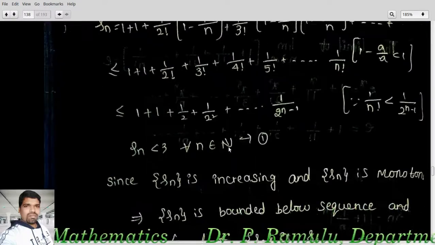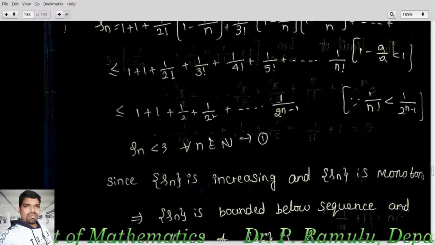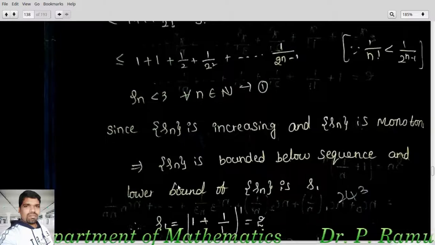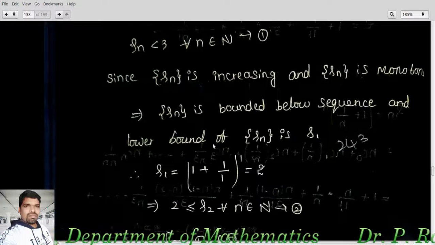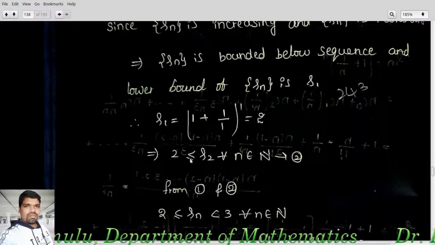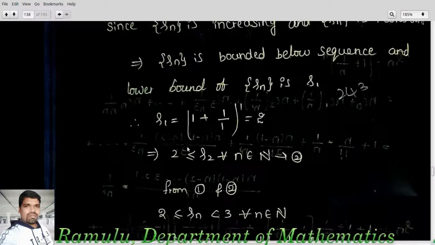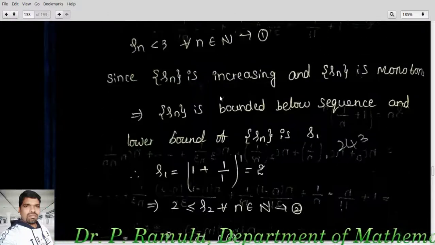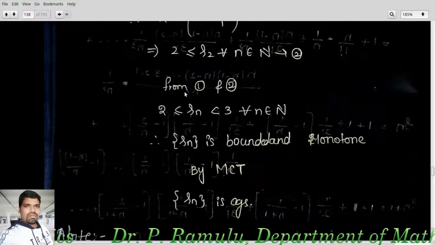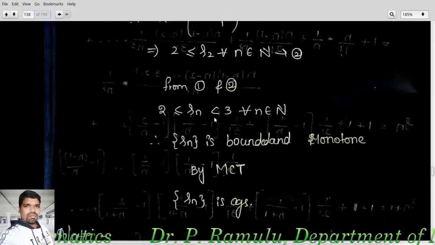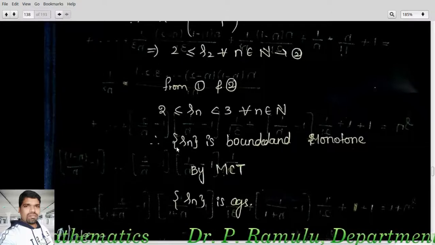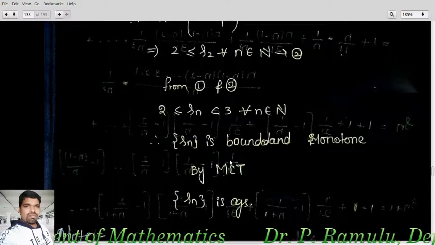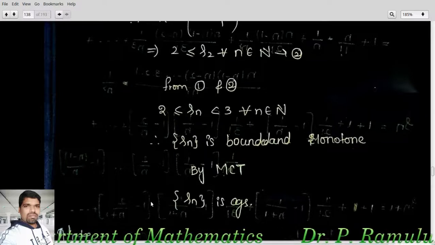That means Sn is less than 3 for all n belonging to N. Since Sn is increasing and monotone, it is bounded below, and the lower bound of Sn is S1, which is 2. So 2 is less than or equal to Sn for all n. From 1 and 2, 2 is less than or equal to Sn less than 3 for all n. Therefore, Sn is a bounded and monotone sequence. By the MCT, the monotone convergence theorem, Sn converges.